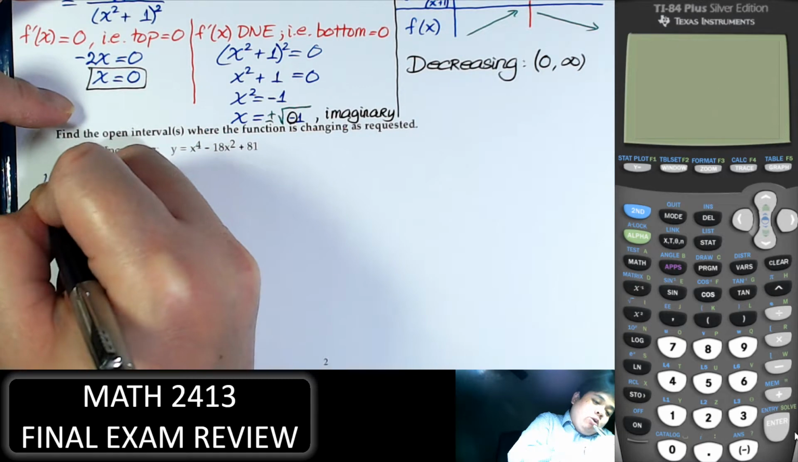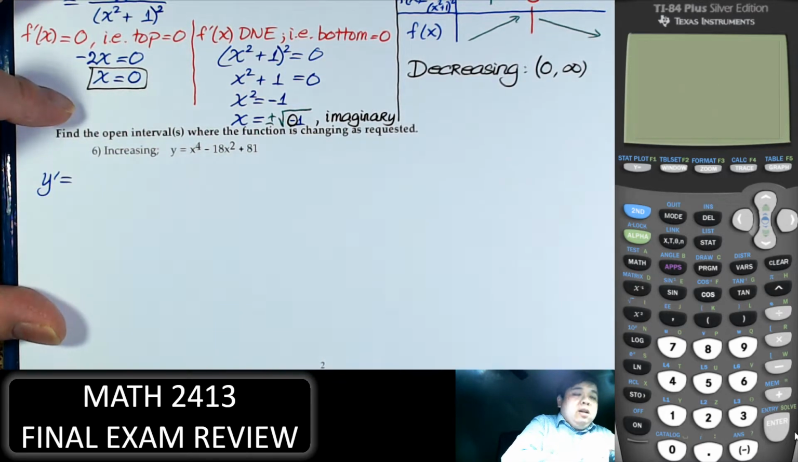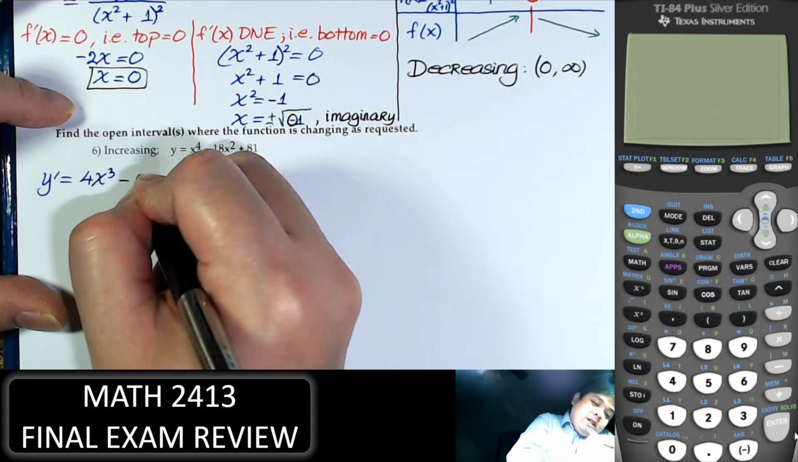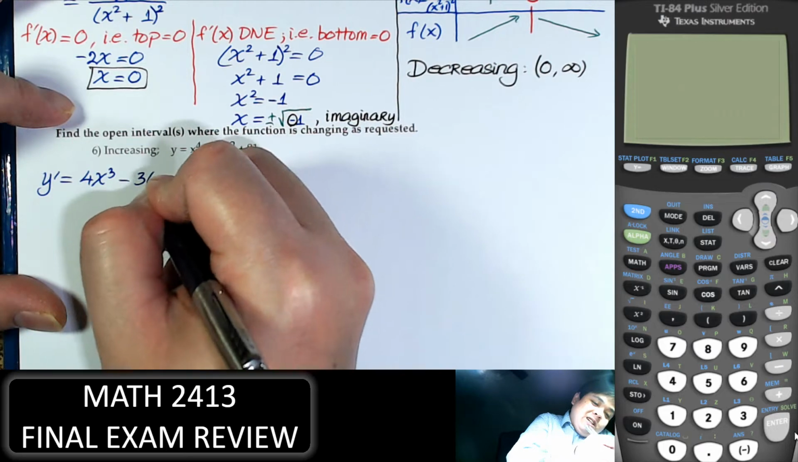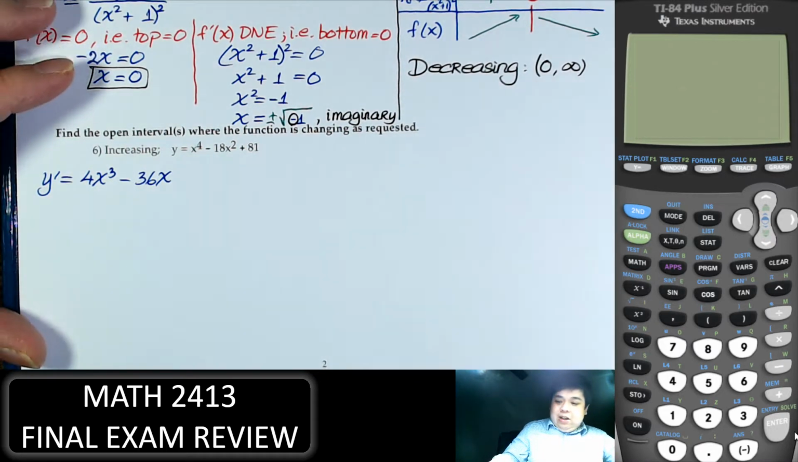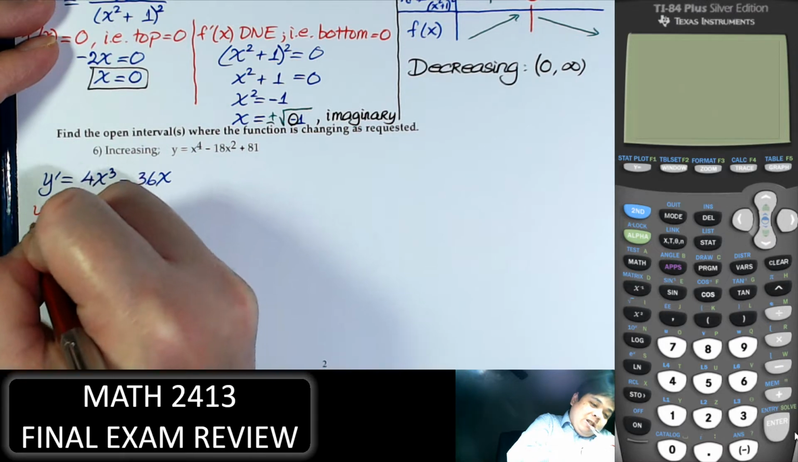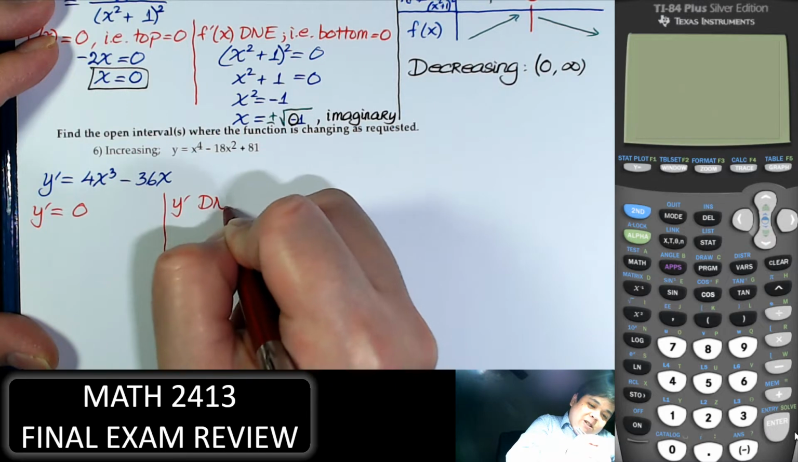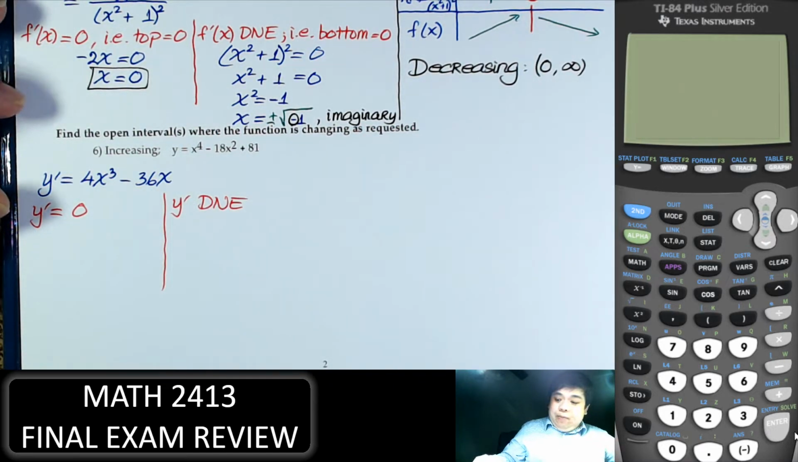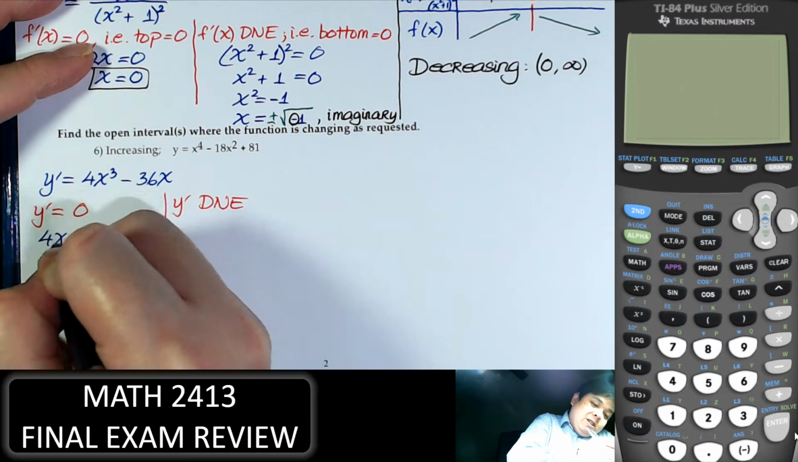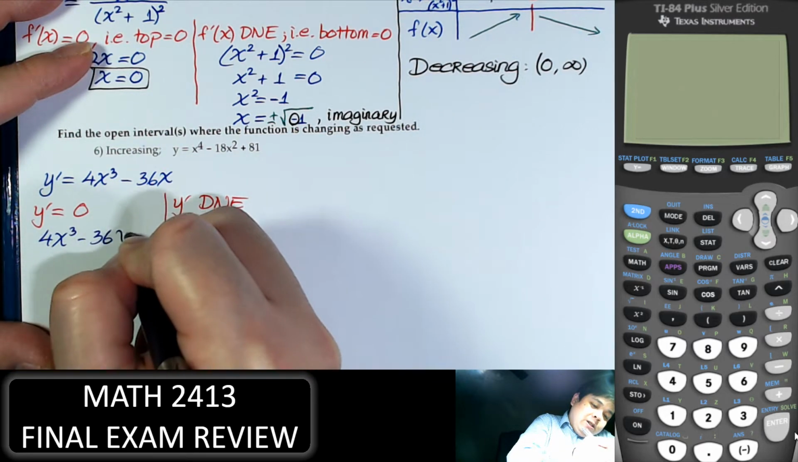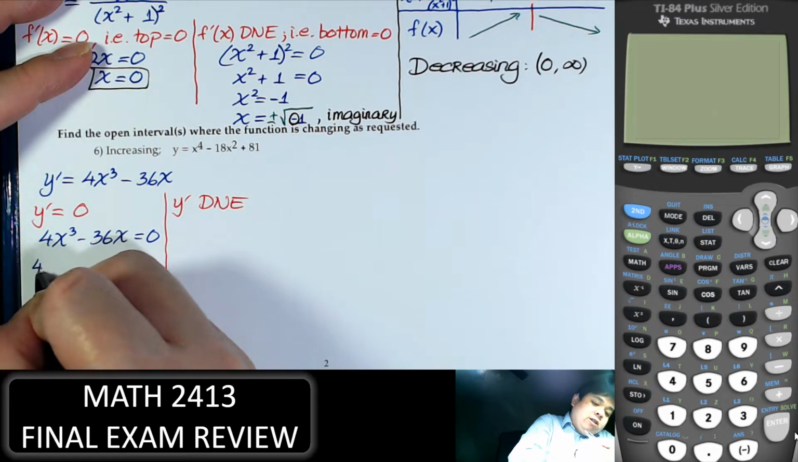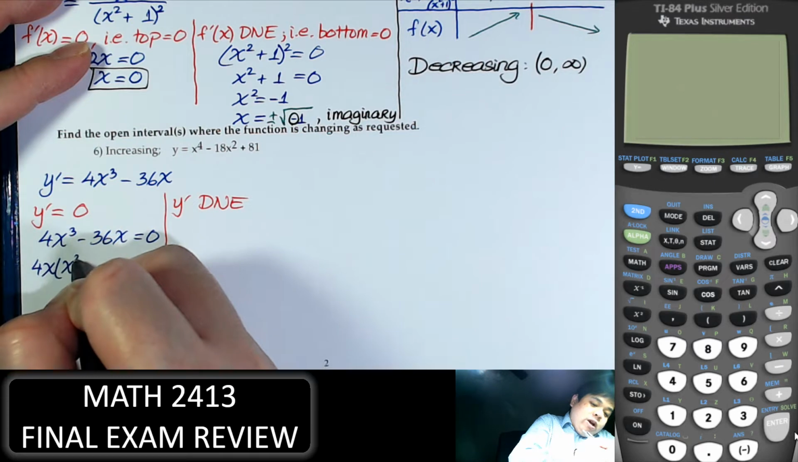Just a polynomial, so the derivative will be easy. 4x cubed minus 36x. Will that equal 0 or not exist? We don't have a fraction here, so just that. So factor out, we have 4x in common. Then x squared minus 9.